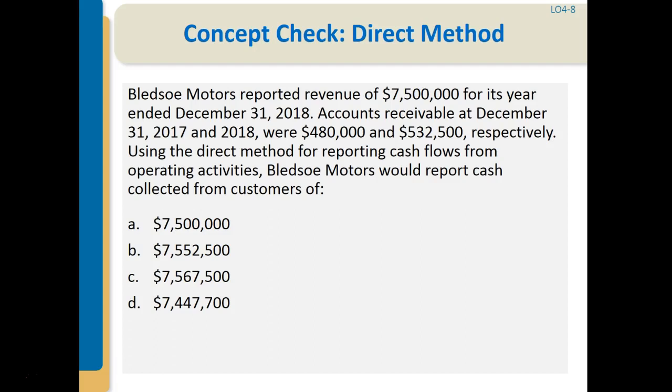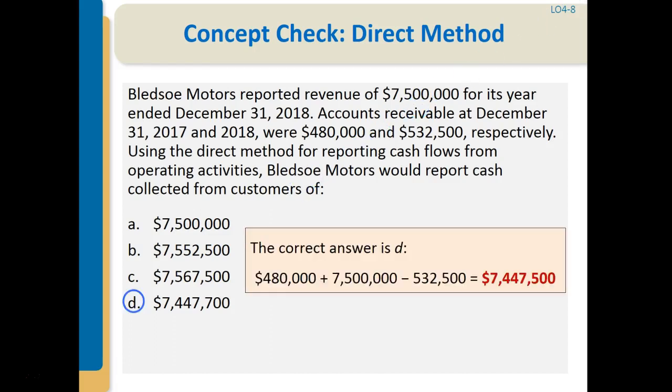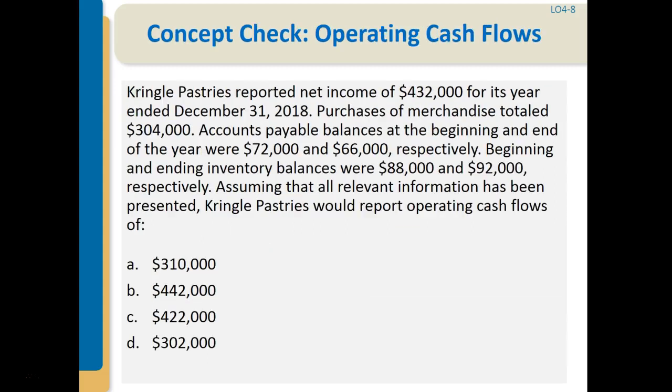$7.5 million, $7.525 million, $7,567,500, or $7,447,700. So the way in which we're going to compute this is we're going to take our 480 at the beginning of the year receivables plus the $7,500,000 of revenues during the year minus our accounts receivable that we show at the end of the year to figure out what cash was truly collected in revenues for the period.